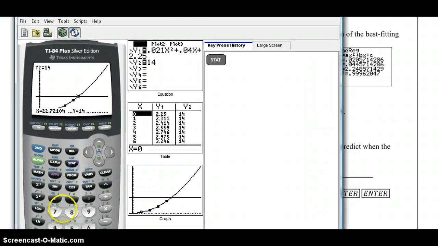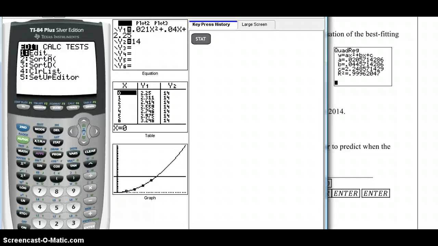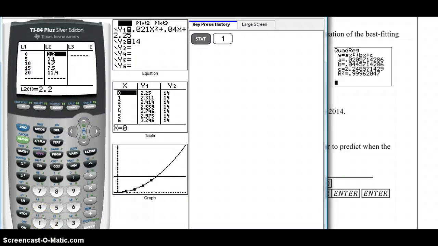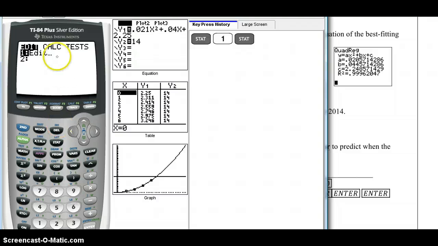Let's push stat and 1. It looks like I still have my data from that last example. Next to L1, we would type in 0, 5, 10, 15, and 20. Next to L2, we type in 2.2, 3.1, 4.7, 7.5, and 11.4. You can push pause on the video while you take your time to enter all of your data in there.